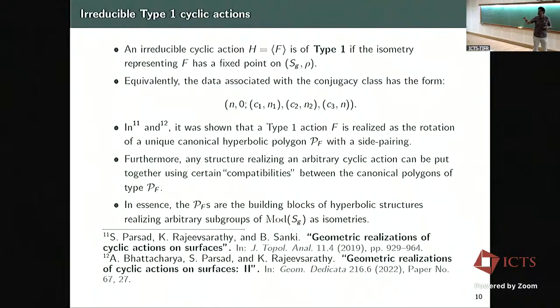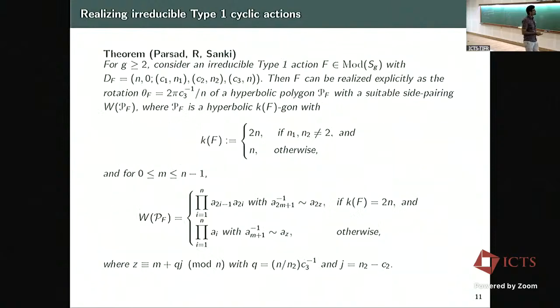The fixed point set of the subgroup will be the intersection of the fixed point sets of the individual cyclic generators. So these are essentially the building blocks of the actions that realize arbitrary subgroups as isometries for any arbitrary finite group action on a surface. Okay? So this was the theorem that we proved, and it was Shiv Prasad, myself, and Vidyut Sankhi who's sitting here.